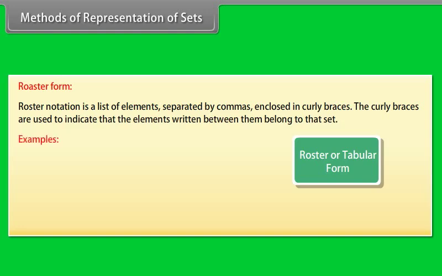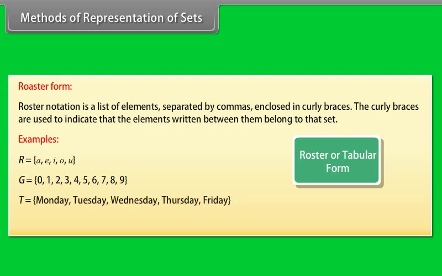Let's look at some examples of sets listed with roster notation. R = {A, E, I, O, U}. G = {0, 1, 2, 3, 4, 5, 6, 7, 8, 9}. T = {Monday, Tuesday, Wednesday, Thursday, Friday}.